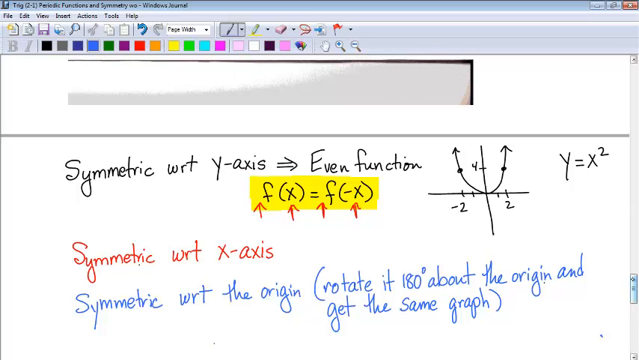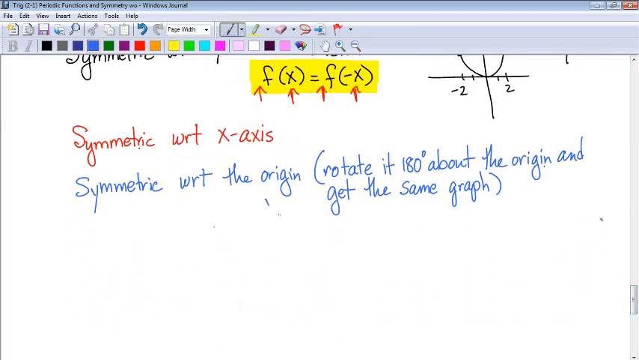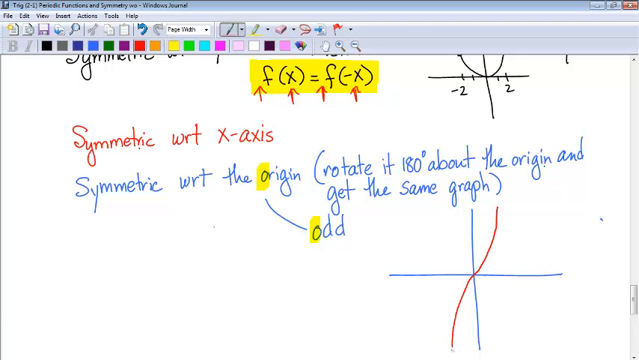Right. And that one does have a special name. It's odd. And I just remember on that the O's go together. Okay, if it's even, it's symmetric with respect to the y-axis. If it's odd, it's symmetric with respect to the origin. Okay, an example of that one that we had was like y equals x cubed. If it looks like this, as an example, y equals x cubed.